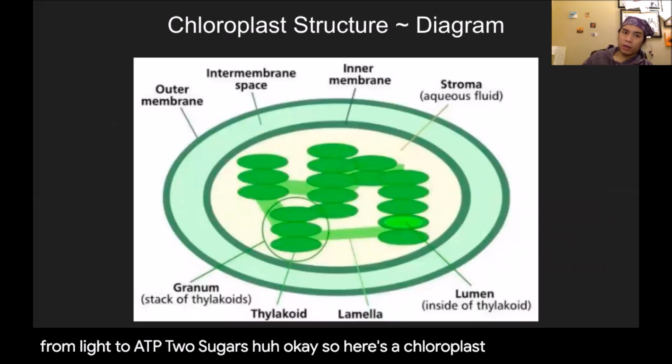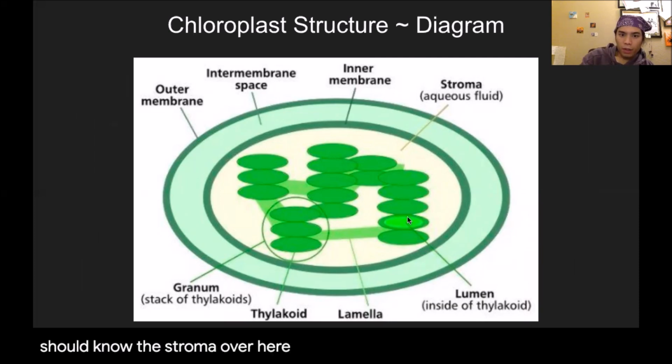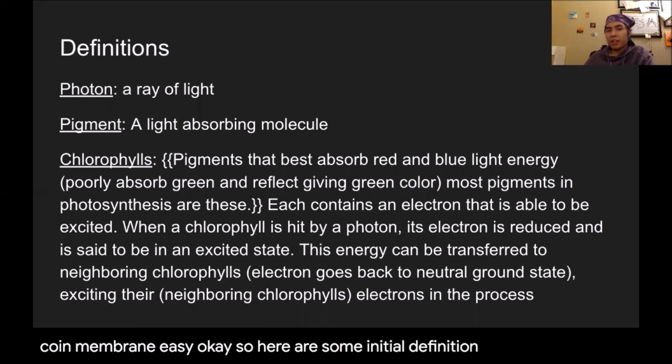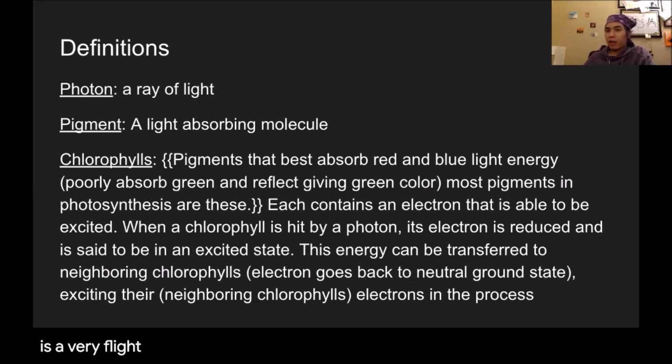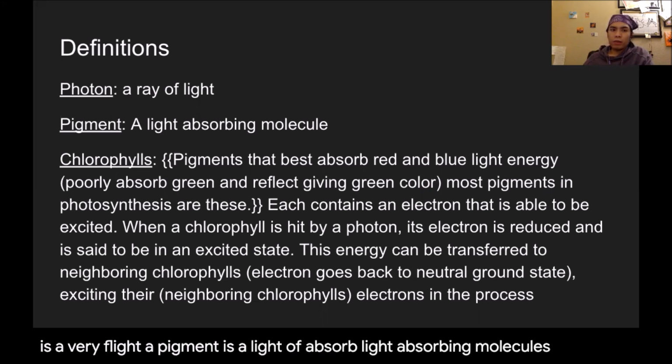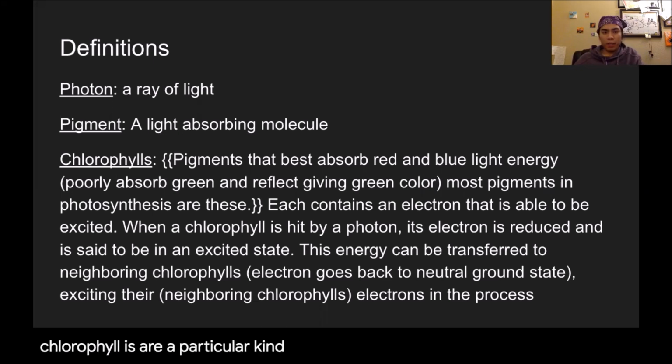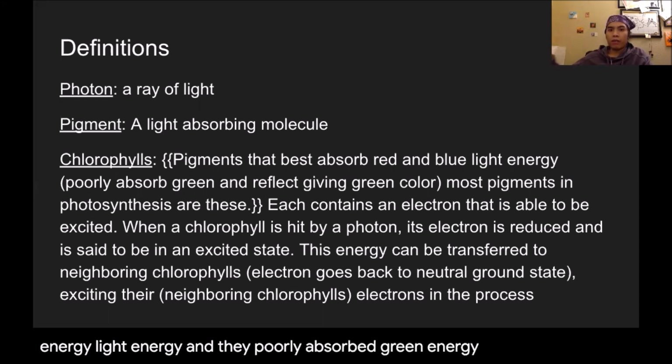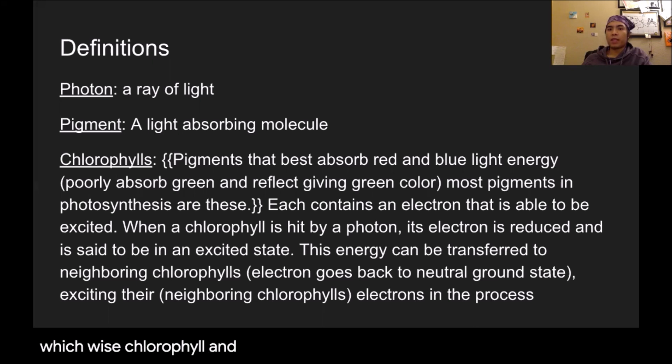So here's a chloroplast structure. You should know the stroma over here, and you should know the lumen. And you should also know that this is called the thylakoid membrane. So here are some initial definitions. Photons. A photon is a ray of light. A pigment is a light absorbing molecule. So chlorophylls are a particular kind of pigment, and they best absorb red and blue light energy, and they poorly absorb green energy and reflect it, which is why chlorophyll in most plants has a green color.